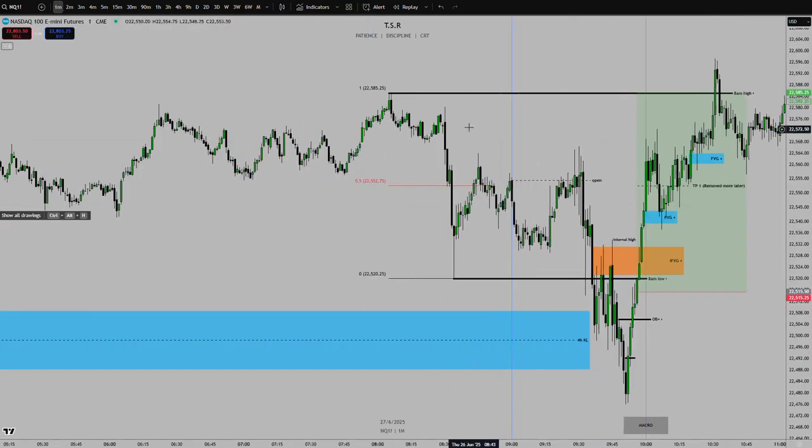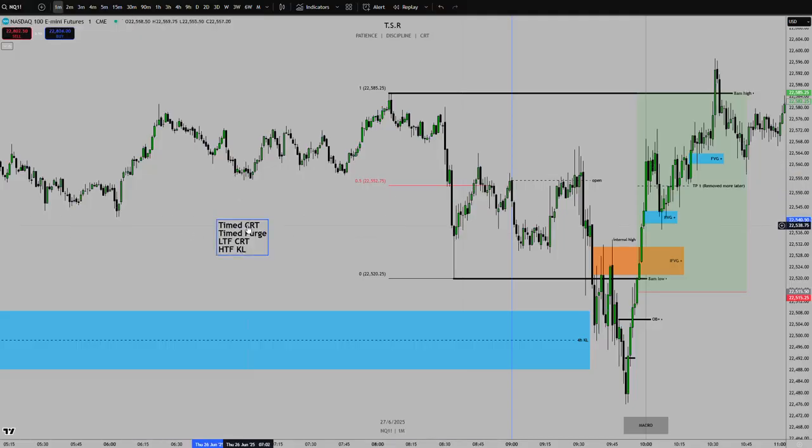So the 90 MCR model needs a couple of confirmations. Confirmation number one is first off the timed CRT, then the timed purge, then the lower time frame CRT, and the higher time frame key level.